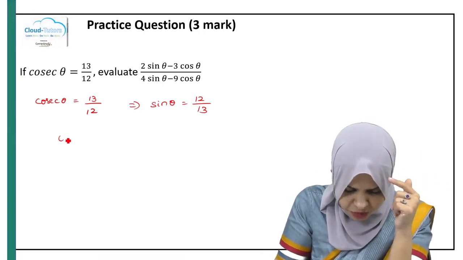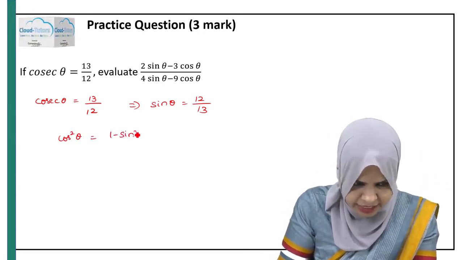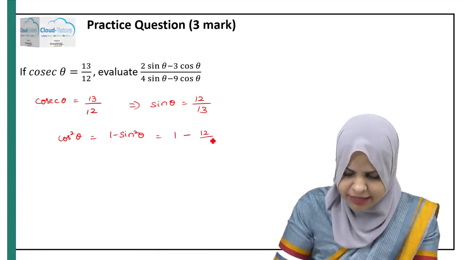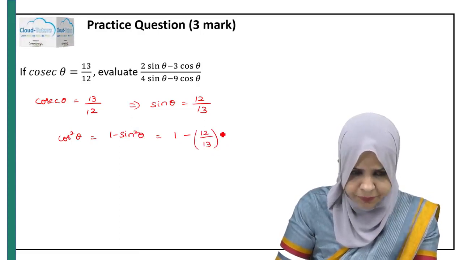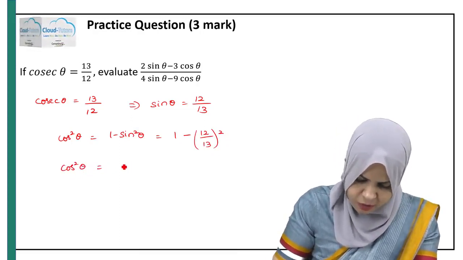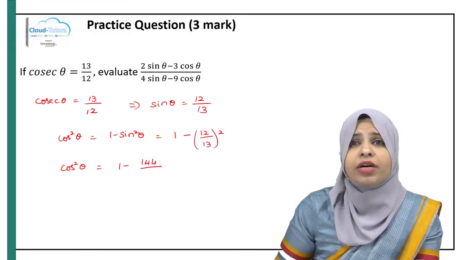So let me write it. cos square theta will be equal to 1 minus sin square theta. So this is nothing but 1 minus (12 by 13) square. Okay, so cos square theta will be equal to 1 minus 144, that is 12 square. And what is 13 square?